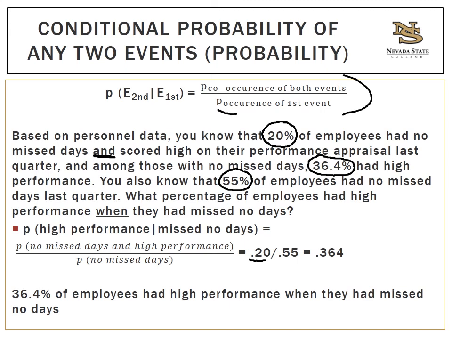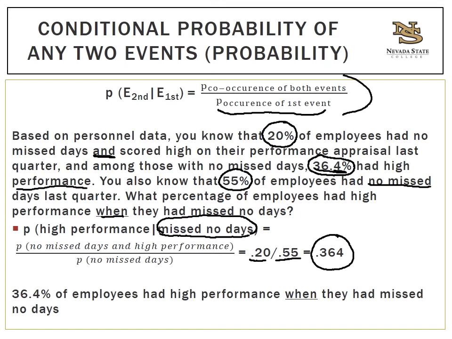If we're looking at the probability of the occurrence of the first event, so the first event would be missing no days, right? Because we're looking at when they miss no days. So the probability or the percentage of employees that had no missed days was 55. So the P version of that is right here, and you get 0.364. Now notice that the answer is actually already in the question, right? Because among those with no missed days, they met the prerequisite, 36.4% had high performance. So the conditional probability was actually in the problem, but you still can use the math to calculate it based on the other values.